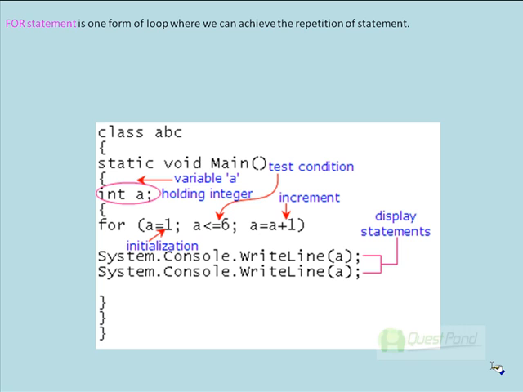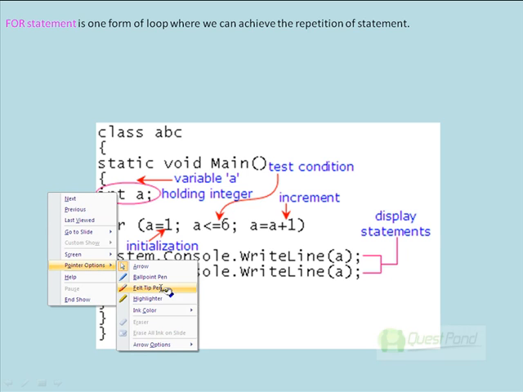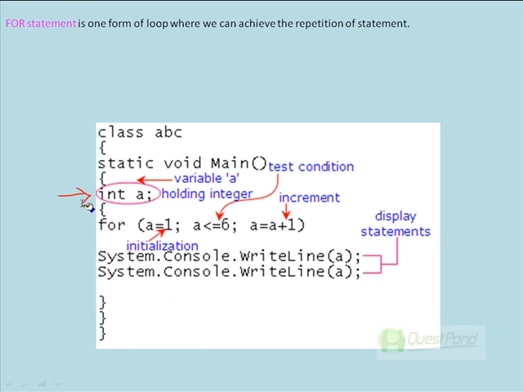We have declared a class called ABC, and in this class we have written a static void Main function. This Main function tells the compiler that this is the start of the program. After writing the Main function, we have declared a variable called a. This int a tells that a is holding a value of an integer, or a number.